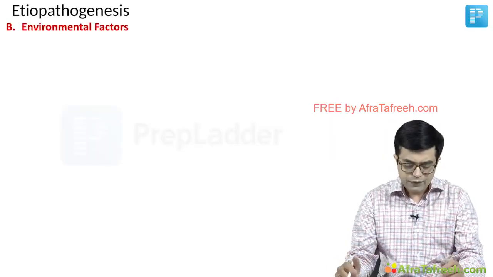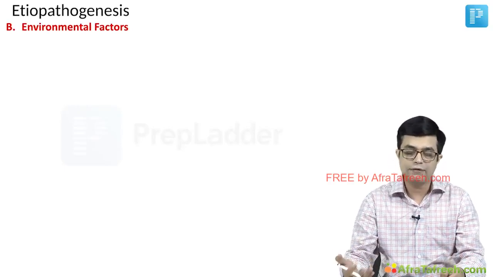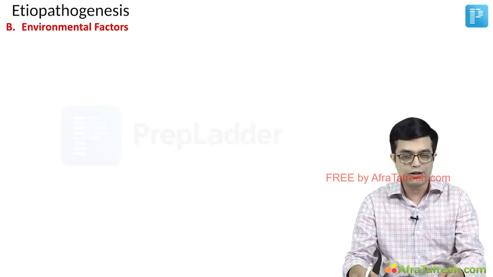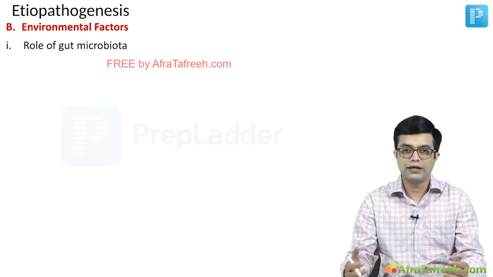Moving further, the second group of factors after the genetic factors are the environmental factors. A lot of environmental factors have been implicated in the pathogenesis of IBD. First is the role of gut microbiota. When humans are born, their gut is sterile.